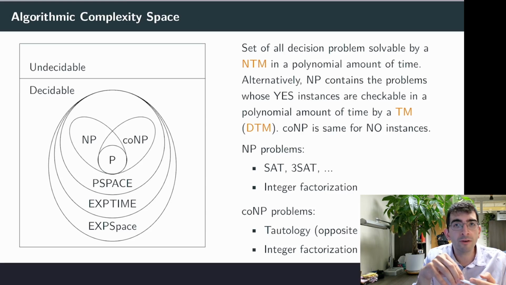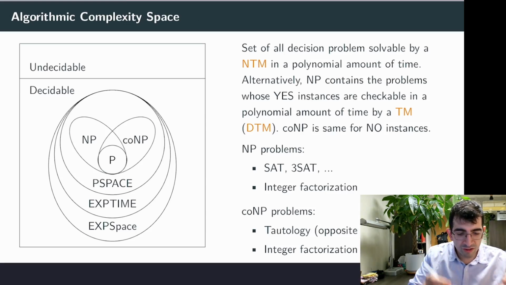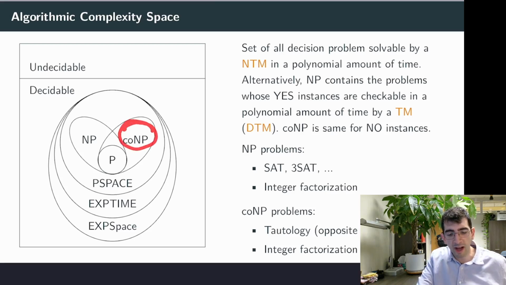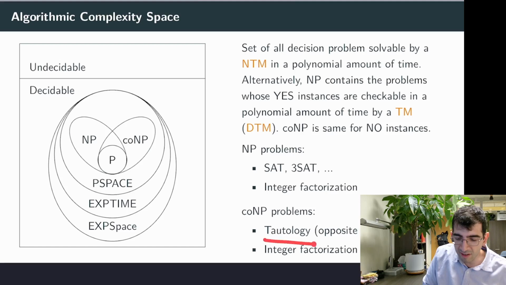That's a tall order. So we differentiate NP from co-NP because there is a set of problems whose yes instances are checkable in polynomial time, and there's a set of problems whose yes instances are not checkable in polynomial time. And so that would be, for instance, the tautology problem.